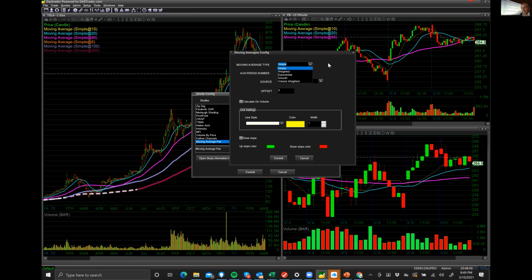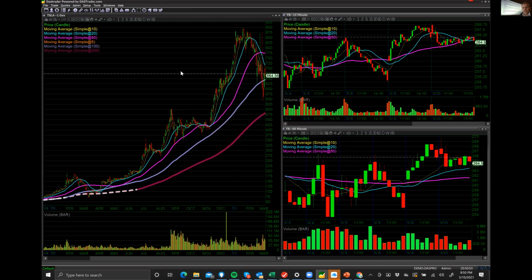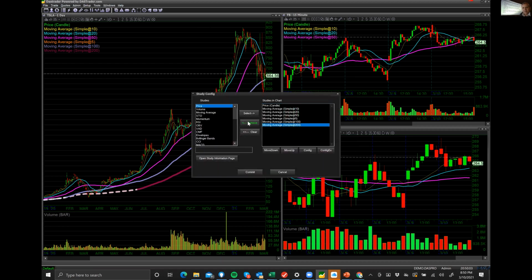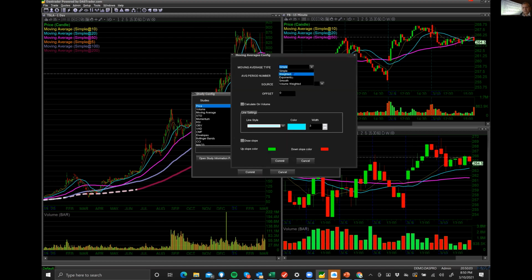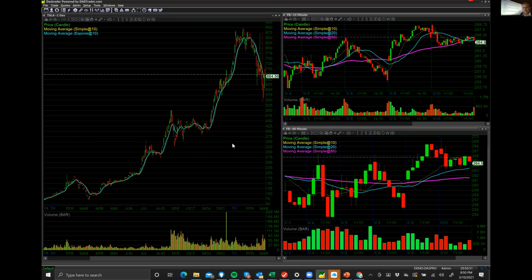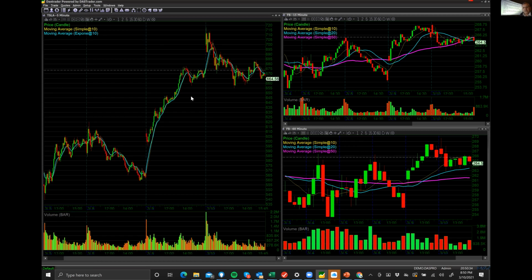Now I'm going to just strip off most of my moving averages, and I'm going to leave only two. I'm going to leave an exponential and a simple, okay? Because I want you to see the difference in the way that they're calculated. So I'm going to go study config. I'm going to remove this, remove this, remove this, remove this. And then I'm going to put in an exponential. And I am going to make it 10 because I want them to be right next to each other. And I'm going to hit commit, commit. And I'm going to come into the 5 minute so they're real close.